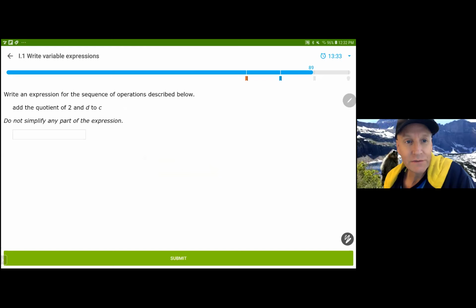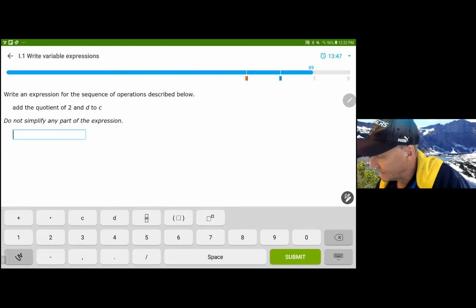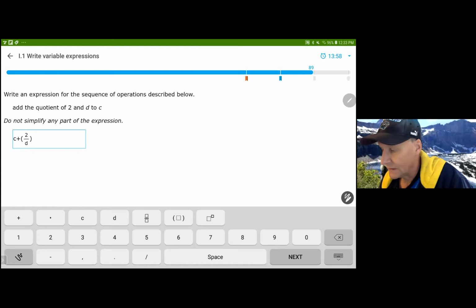Add the quotient of 2 and D to C. Now, the way that this is written, you really should take C and then add the quotient to it. The quotient must be in parentheses, or should be. So I have C, and I'm going to add the quotient, which looks like this, of 2 and D to C. Add the quotient, which is in parentheses, 2 divided by D, to the variable C.